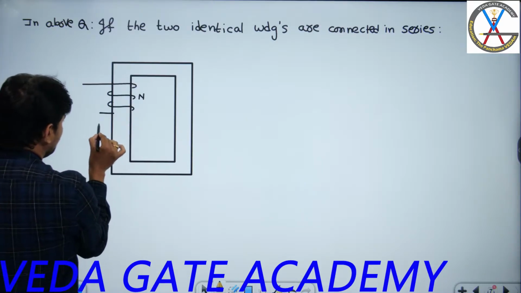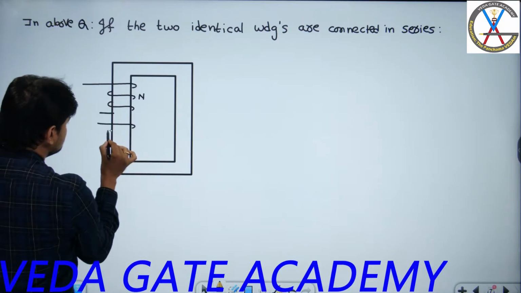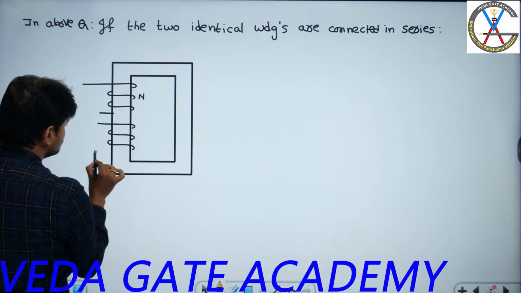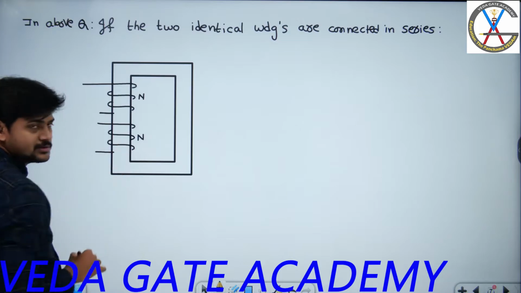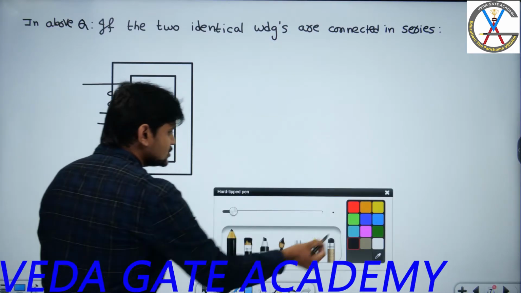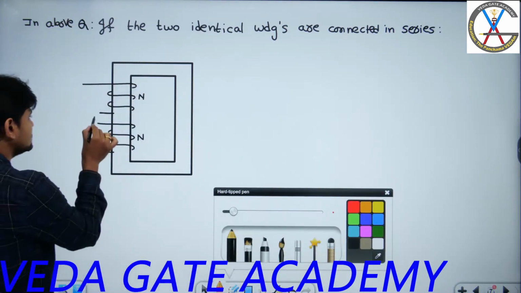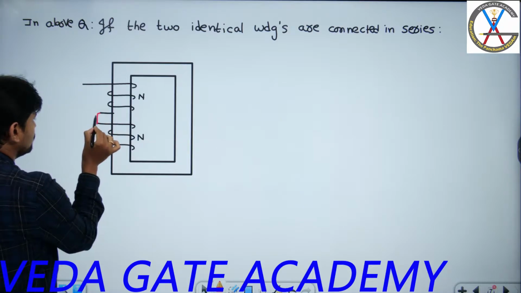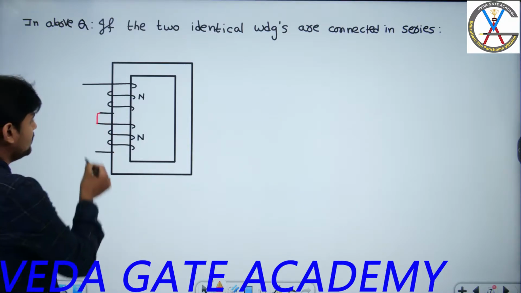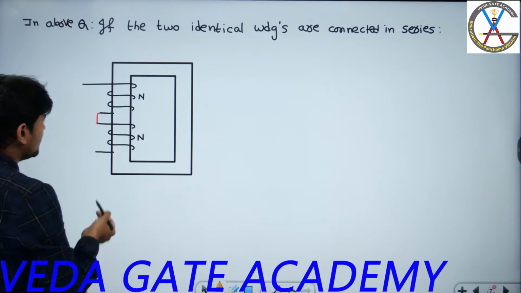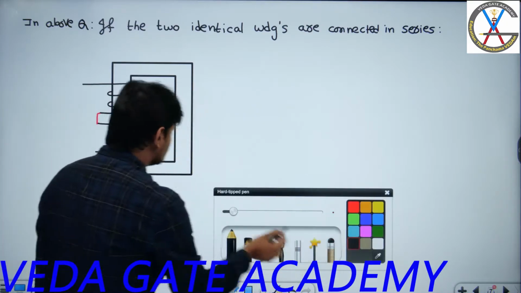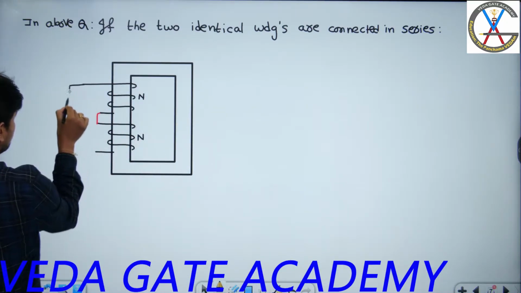Okay, and I am having one more identical winding which also consists of the same n number of turns. Now how are these two windings connected, guys? They are connected in series. So the output of the first winding will be connected to the input of the next winding. So they are connected in series, and across these two terminals I am going to supply a voltage.